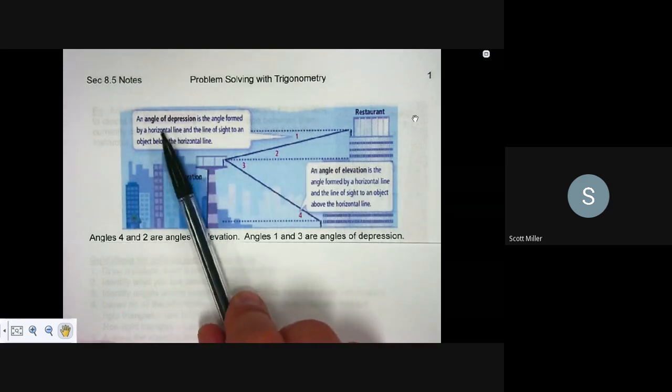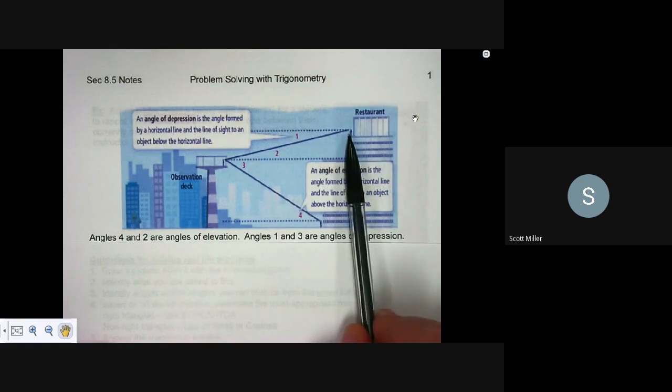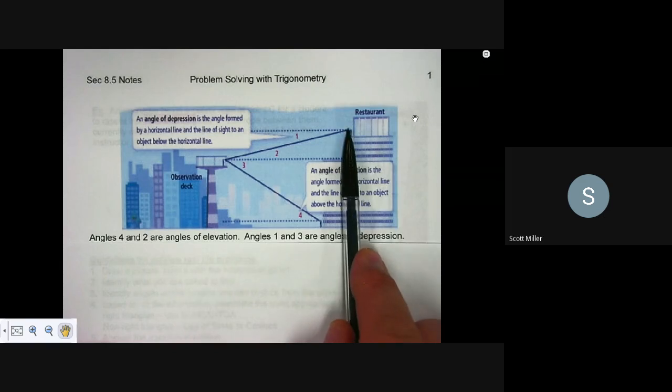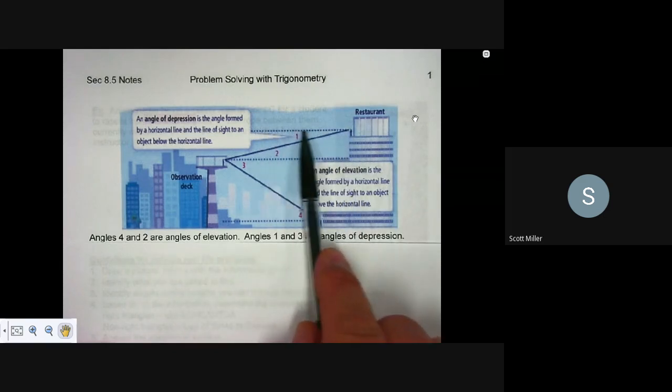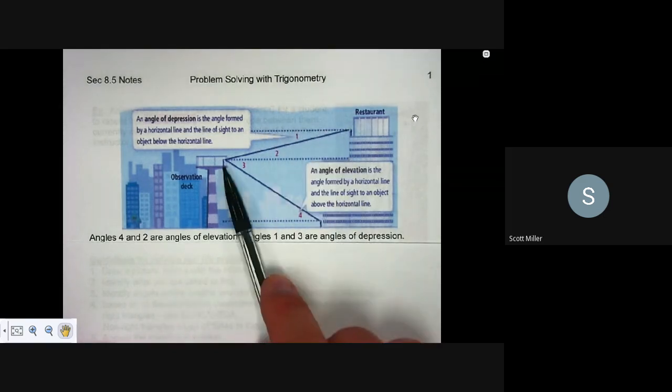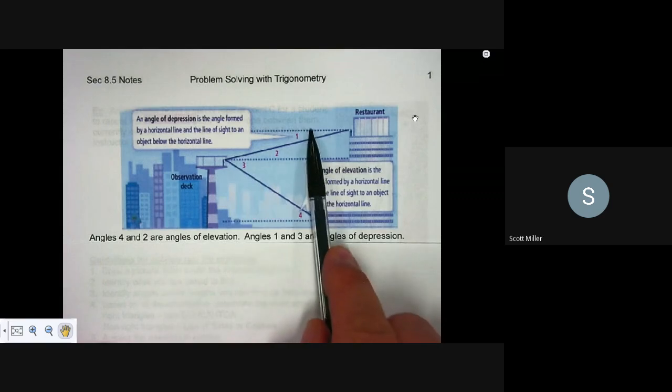Basically, the angle of depression and angle of elevation is an angle that is formed by your line of sight when you're looking up or down. So a depression is, here's a little body person right here. If I look straight ahead horizontally and then look down at an object, the angle formed right there, that is the angle of depression.